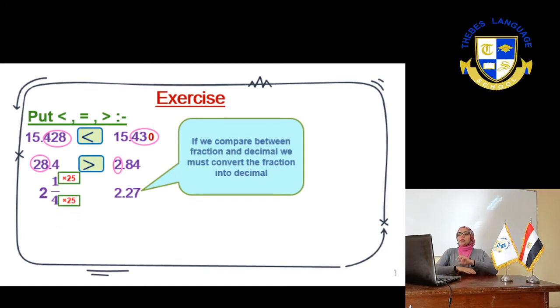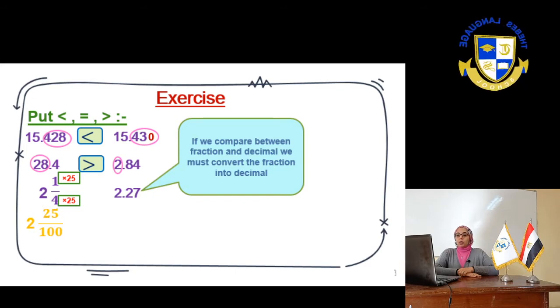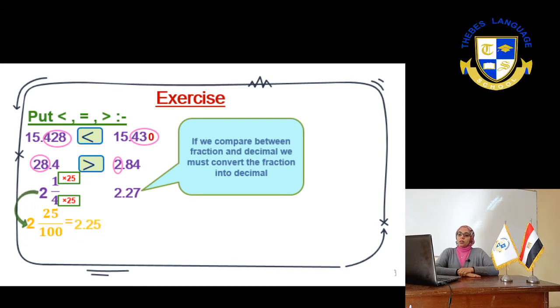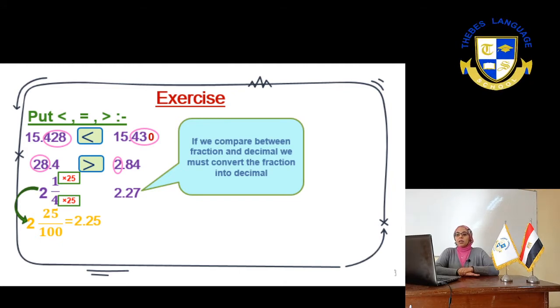Remember the levers. What is the lever of 1/4? Times 25 up and down. The whole as it is. 1 times 25 equals 25. 4 times 25 equals 100. Now, we will write it in decimal form. It will be 2.25. Which is bigger now? 2.25 or 2.23? 2.25 is bigger, of course. So 2 and a quarter is bigger than 2.23.